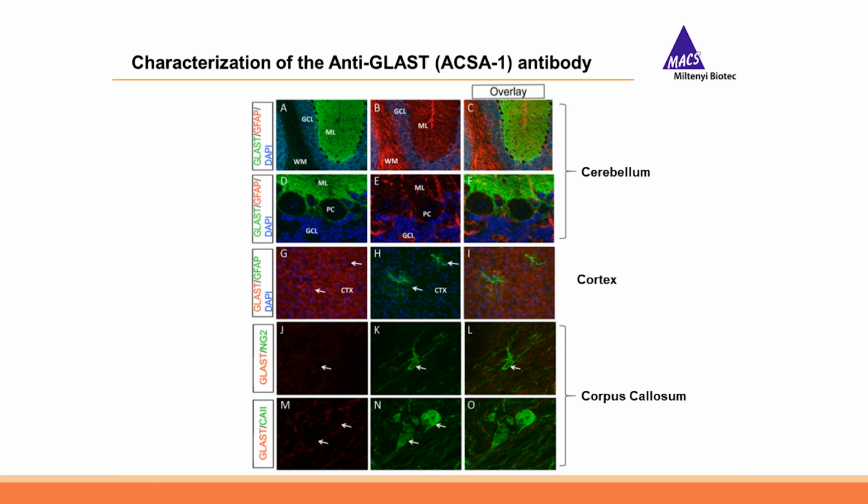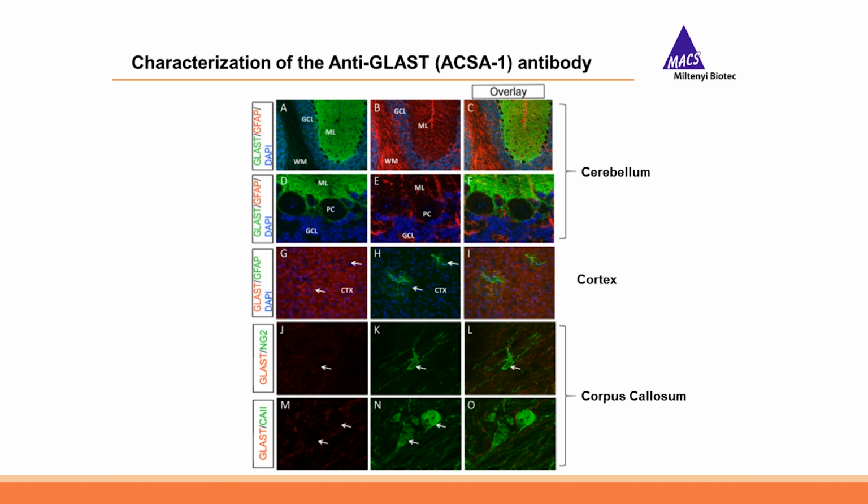So, and this is because of the GLAST-positive Bergmann glia, which are located in the Purkinje cell layer and extend their processes throughout the molecular layer. And in comparison to the molecular layer, the granular cell layer showed a much lower expression of GLAST, and the white matter showed almost no GLAST expression. And in the cerebral cortex, that's shown in G to I, we detected a punctate GLAST expression because of the cell surface labeling here that you see with GLAST.